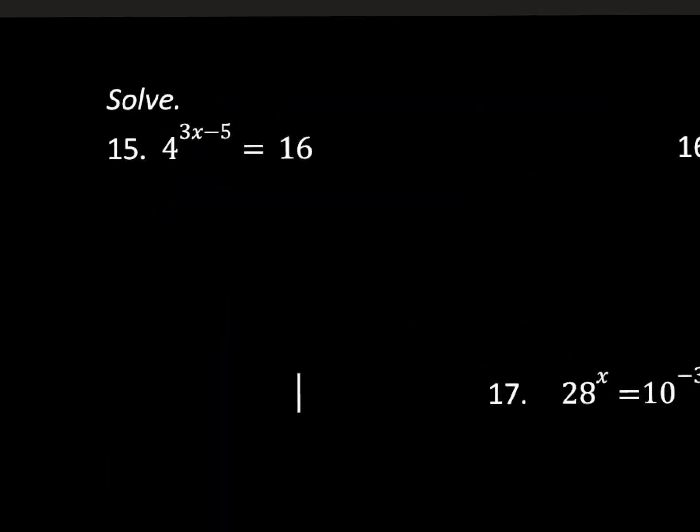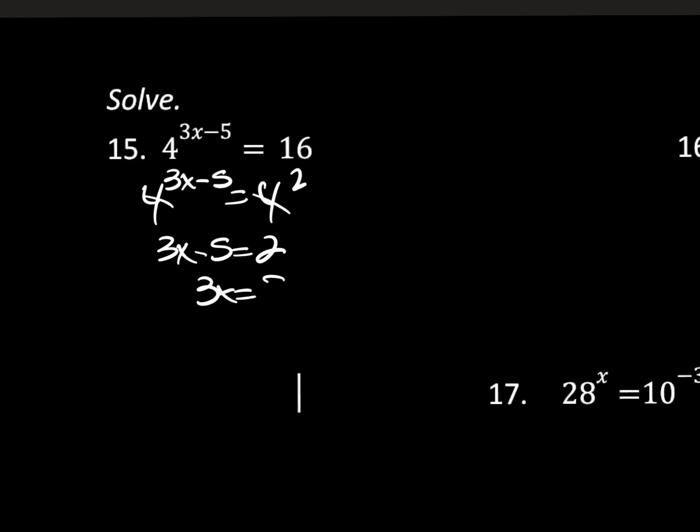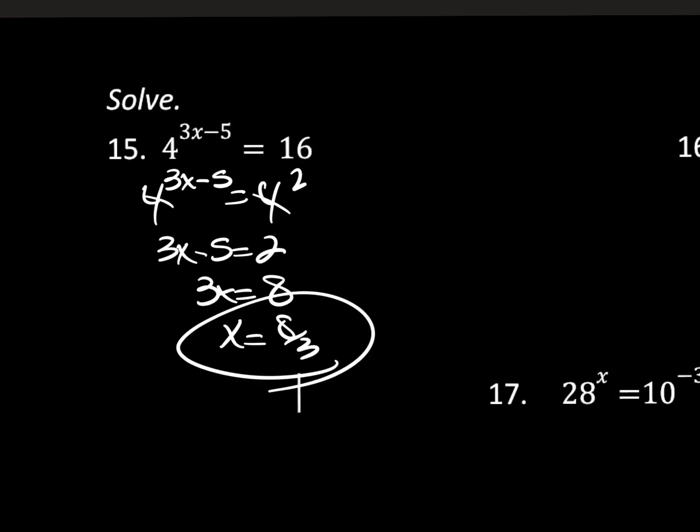15, 16, 17, solving equations. First of all, 15 is one of those where you can actually find the same base. So on 15, I can change the 16 to a 4. 16 is really 4 squared. Once you have the same base, you can forget about the bases and set the exponents equal to each other, because if the bases are the same, the only way that can be equal is if the exponents are the same. So I'm going to move the 5 over and divide by 3, and I get 8/3. And that should solve that one.